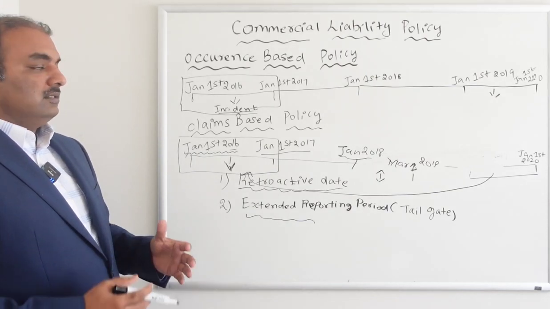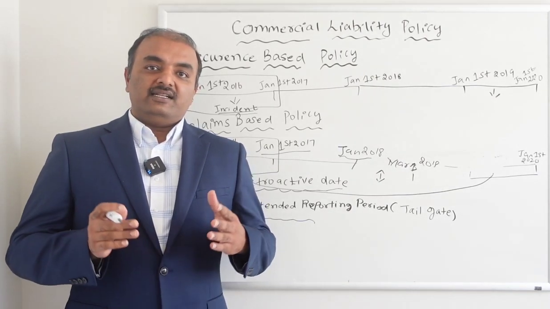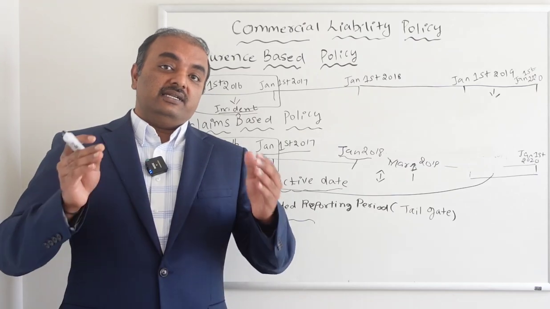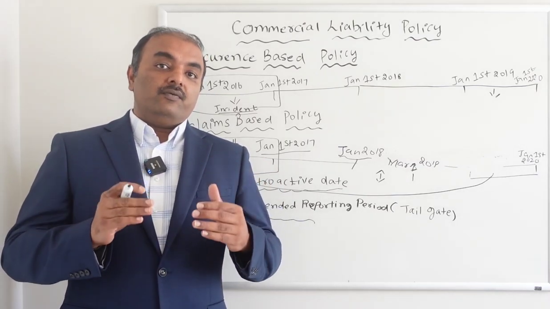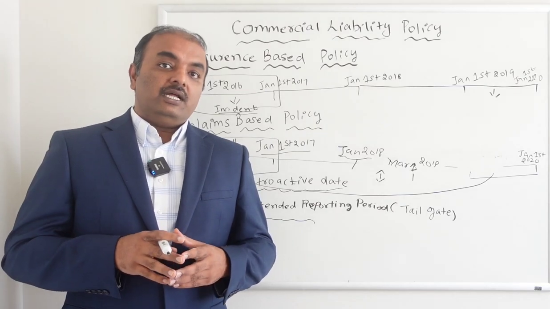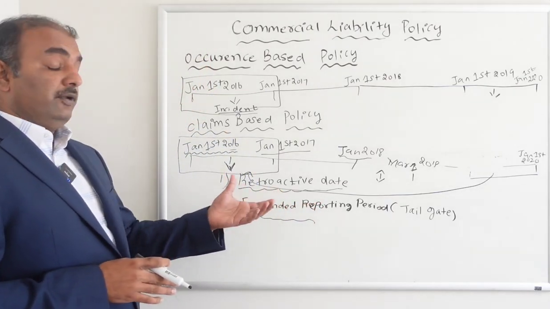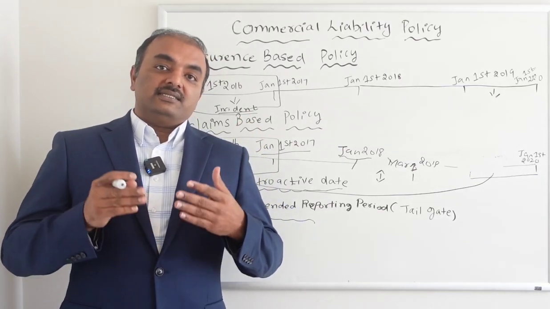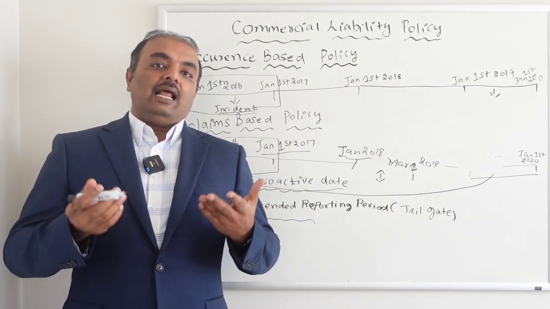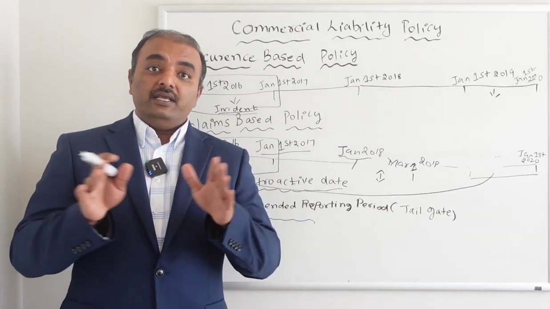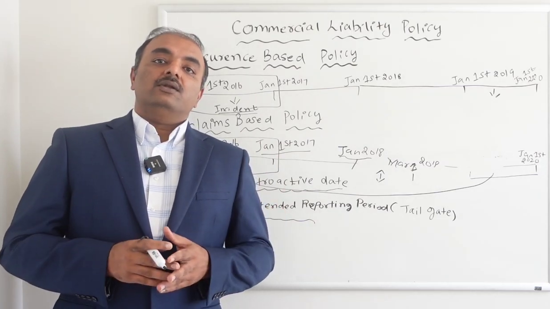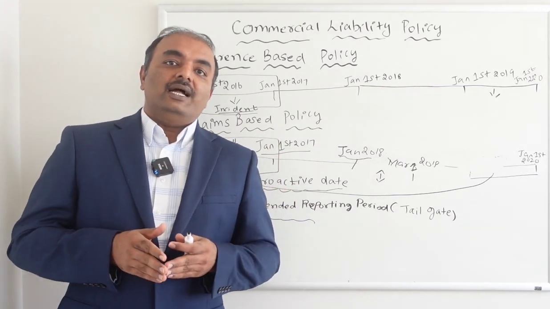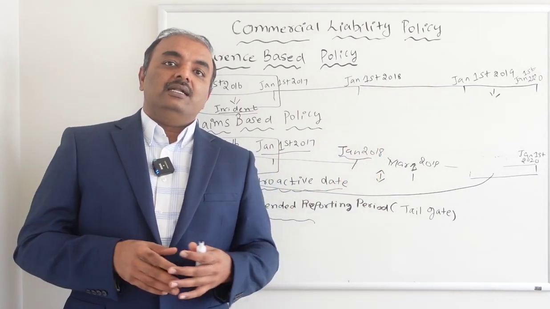So this is what I wanted to discuss at a high level. Occurrence-based is based on the date when the incident happened, whereas claims-based is based on the date when you reported the claim. On top of this, when it comes to claims-based, you need to have a retroactive date, which is nothing but the date from which the claim will be covered. Second thing is extended reporting period. In case you had a claims-based policy and currently you don't have any valid insurance policy, you can always extend the date from your expiration date, so that if any incident happened during that time, you will be covered.